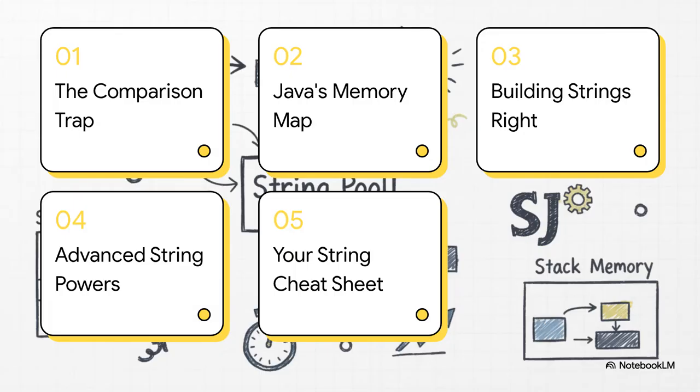So, here's the plan. We're going to start with a classic trap that gets everyone, even experienced devs. Then, we'll dive into the memory model to see why that trap exists. From there, we'll talk performance, check out some futuristic features, and then wrap it all up with a handy cheat sheet you can start using like today.